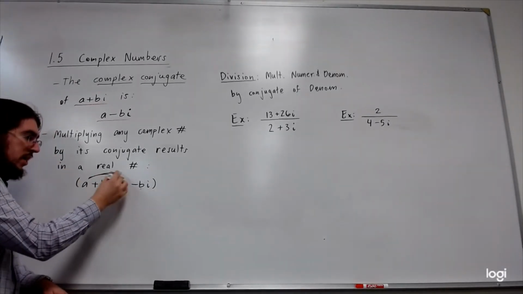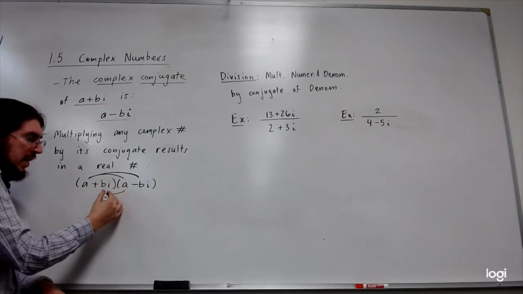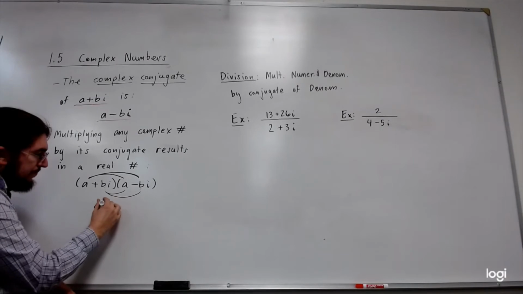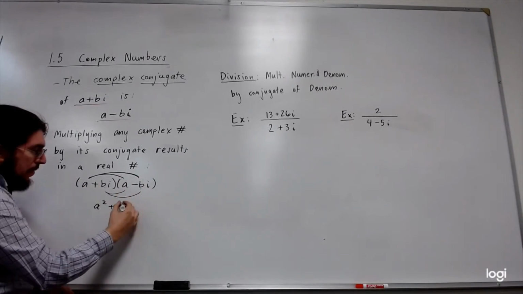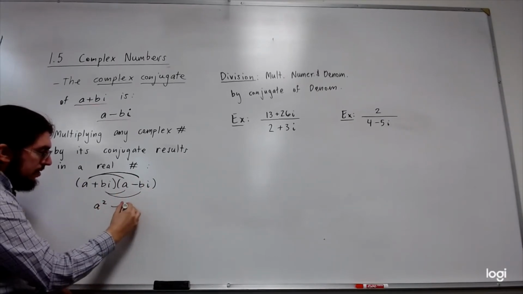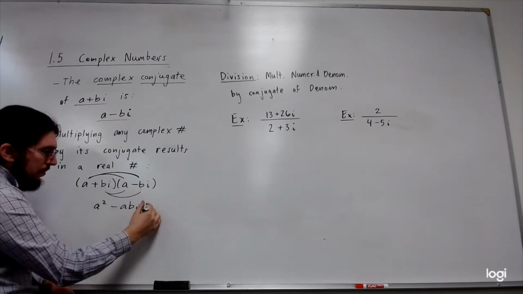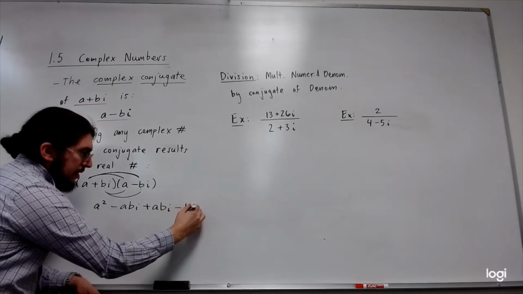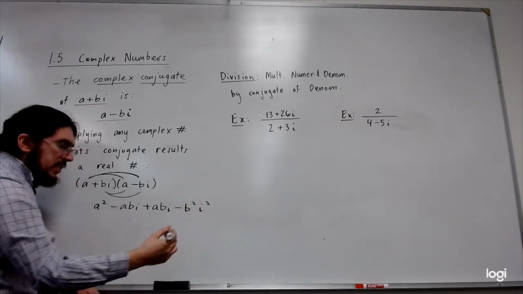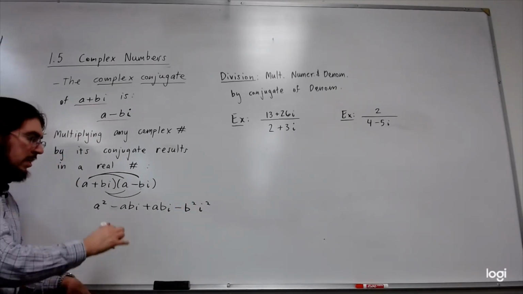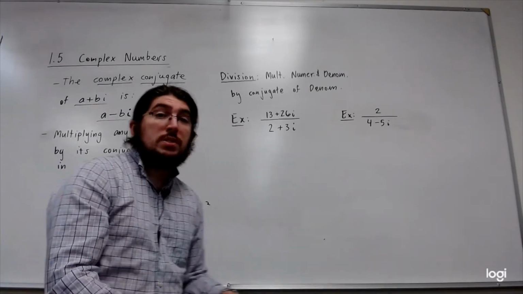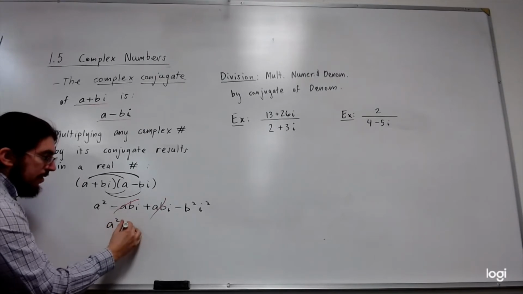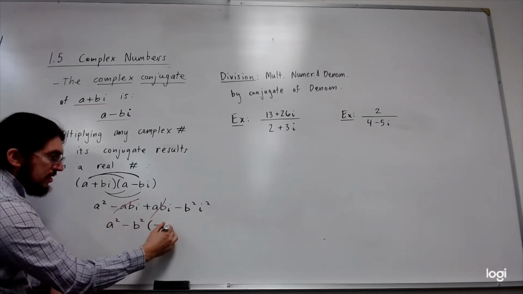Let's FOIL this out in general. A plus bi times its conjugate a minus bi. Let's see what we get. We get a squared, and I guess that's minus abi, and then plus abi. And then b times negative b is negative b squared, and i times i is i squared, so it's negative b squared i squared. Good. Now what happens? Notice the middle two terms cancel out. And what we're left with is a squared minus b squared times i squared, which is negative 1.